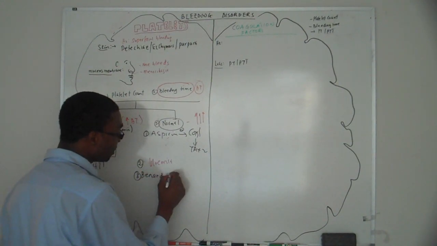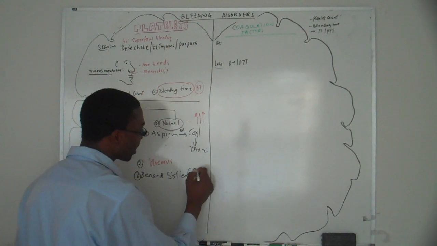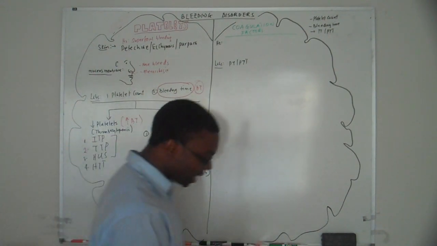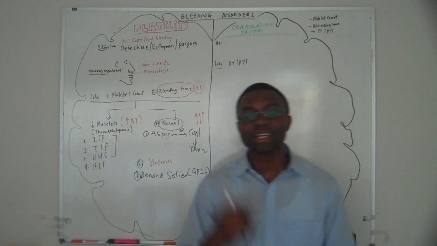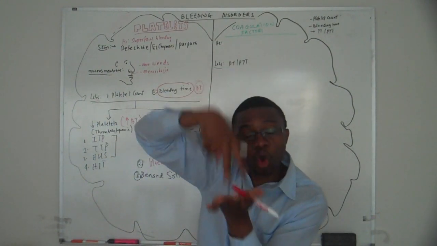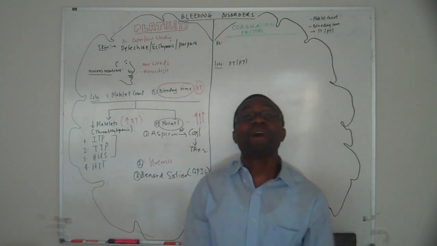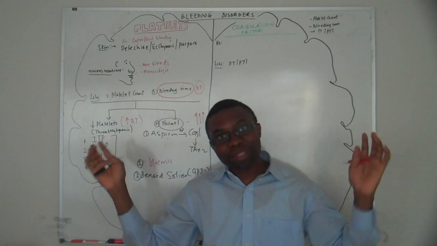Very rare disease. I don't even think I've seen one in my lifetime. Which is a glycoprotein 1B deficiency. Glycoprotein 1B, remember, is needed for you to bind to von Willebrand. So if there's no glycoprotein 1B, von Willebrand will just be staying there and you're still going to be bleeding.